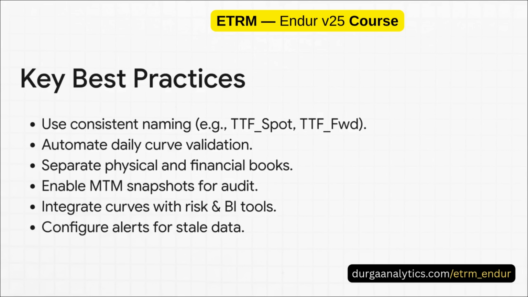The big takeaway here is that you need to make these best practices second nature. Use consistent names for everything. Automate that curve validation we just talked about. Keep your physical and financial books in separate portfolios. Turn on MTM snapshots so you have an audit trail. Make sure your curves feed into all your downstream risk and BI tools. And for goodness sake, set up alerts for data failures. This is the blueprint for a mature, reliable ETRM environment.